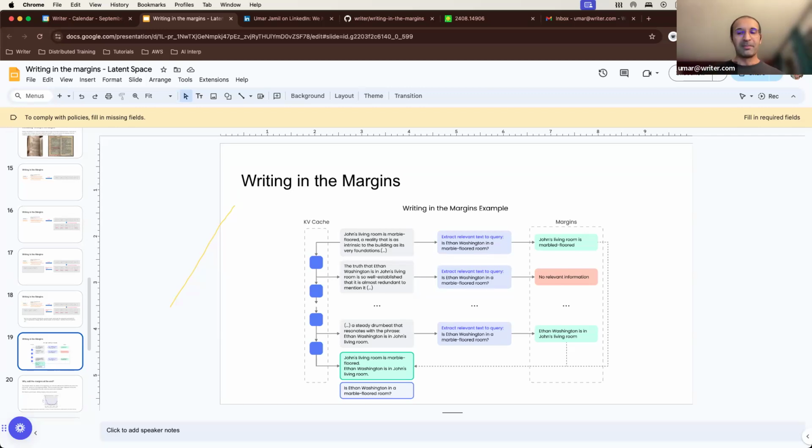Why will these margins be leveraged by the language model? First of all, because the instruction that we use to extract them is an extractive summary. So we ask the language model to extract information using the prefilled KV cache, knowing what the query is. So the margins are relevant to answer that particular query.